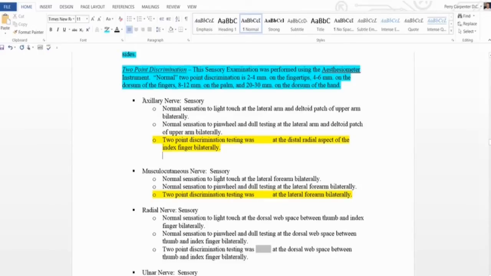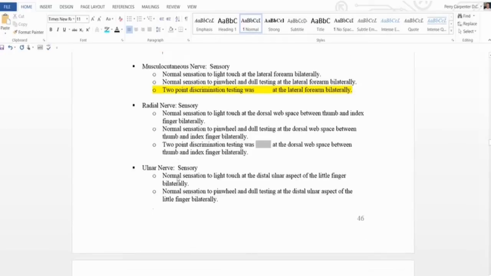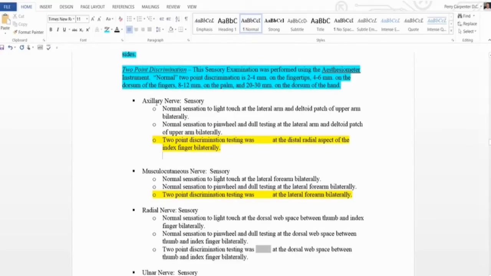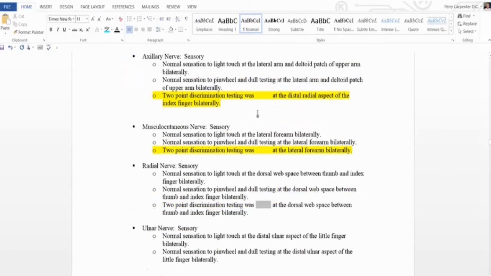So here, notice how the findings of the sensory exam are laid out in a fashion that's very clear for the reader of the report. We provide findings for sensory exam testing of the axillary nerve, the musculocutaneous nerve, the radial nerve, the ulnar nerve, and also the median nerve. And notice how this is laid out. We advise the reader of the report that the examinee had normal sensation to light touch with a monofilament the size of a human hair at the lateral arm and deltoid patch of the upper arm bilaterally.